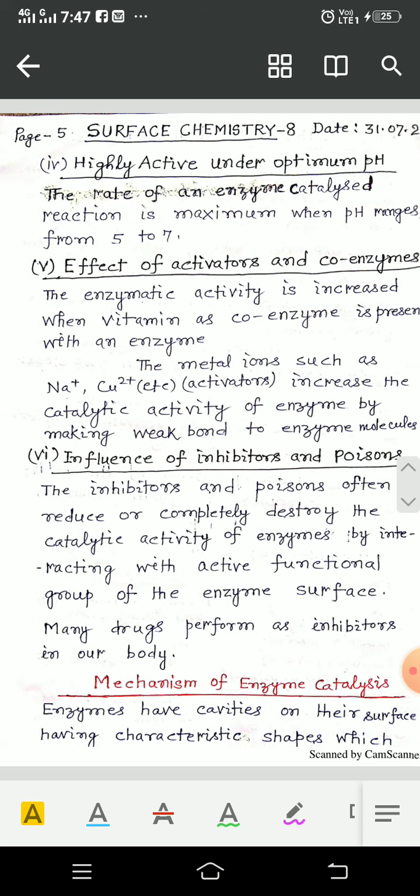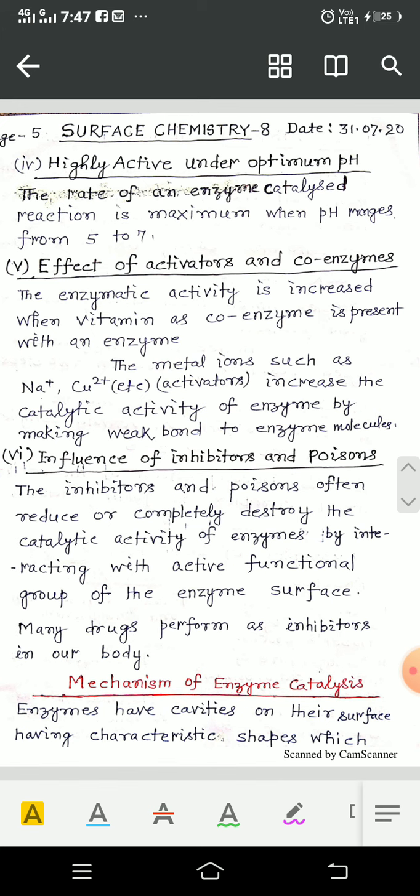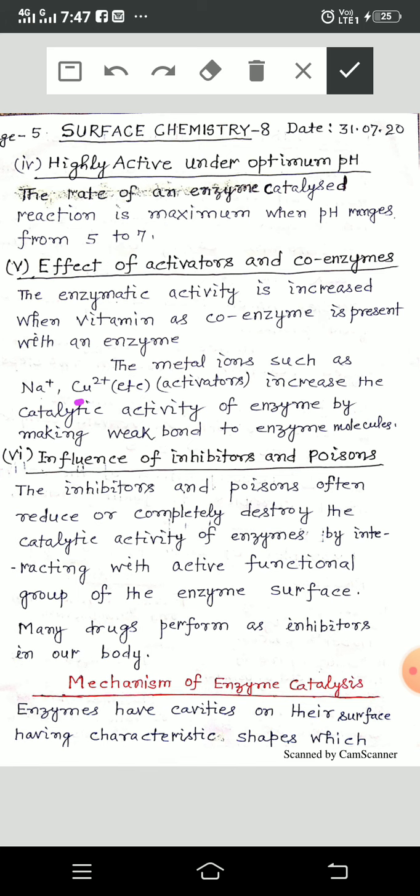Now on page number 5, highly active under optimum pH. So this is the same thing with the pH effect. Now effect of activators and coenzymes. The enzymatic activity is increased when vitamin as coenzyme is present with an enzyme. The metal ions such as sodium, copper activators increase the catalytic activity of enzyme by making weak bonds to enzyme molecules.